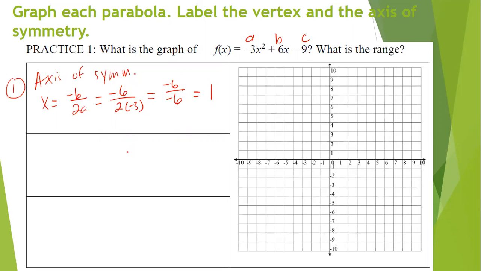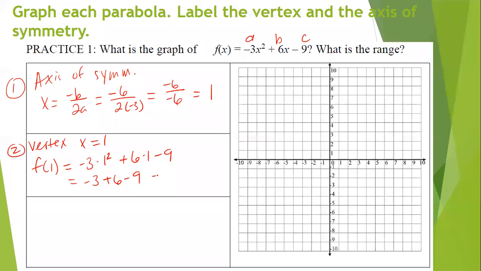How do we do on the axis of symmetry? Okay. Step 2 was to find the vertex. We know x equals 1, so we're going to substitute in 1 to find our y. So we have -3 times 1 squared plus 6 times 1 minus 9. That gives us -3 plus 6 minus 9, which equals 3 minus 9, which equals -6. So our vertex is at 1, -6.